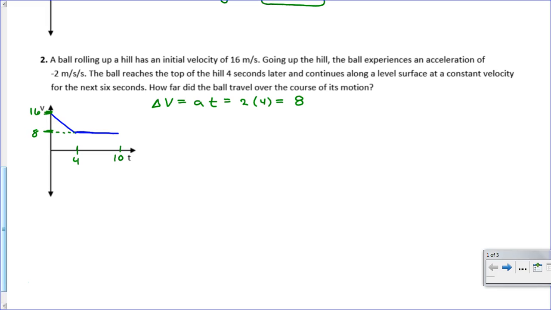On this one then, the area of the rectangle, that equals 8 times 10, which is 80. Plus the area of the triangle, that's 1/2 times 4 times 8. All right, that equals 16. 80 plus 16 equals 96 meters. All right, and that is how that one works.